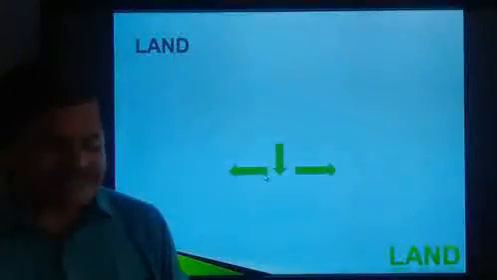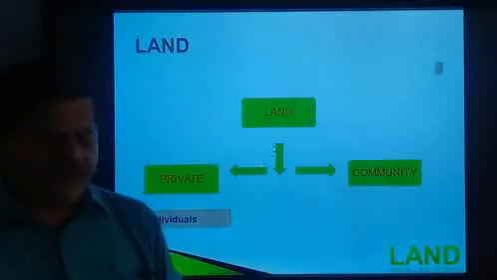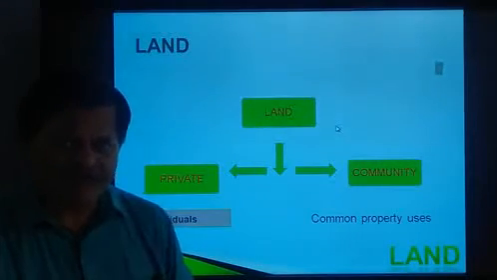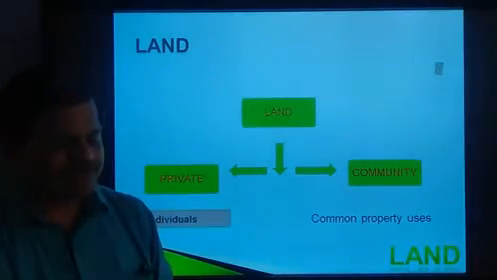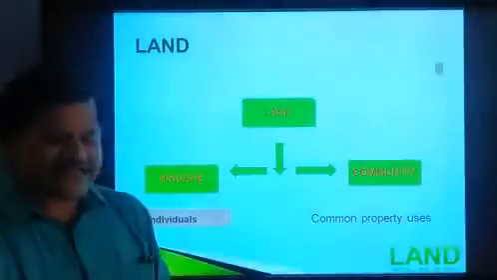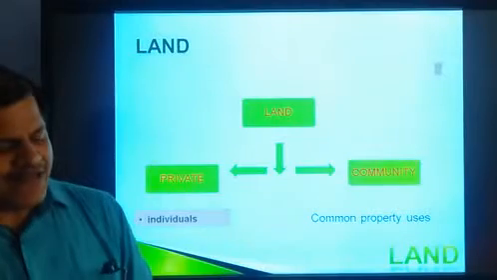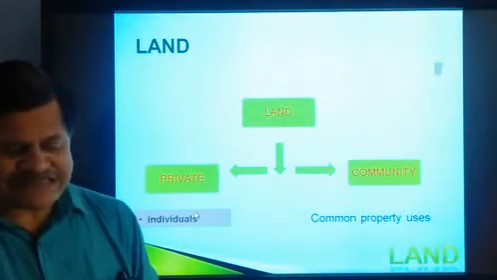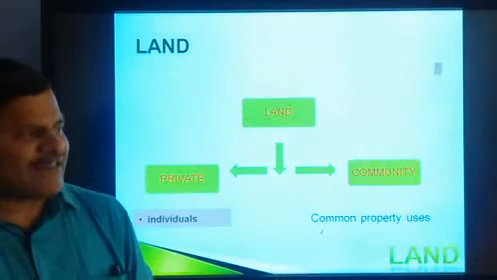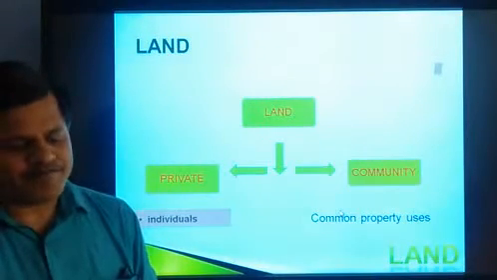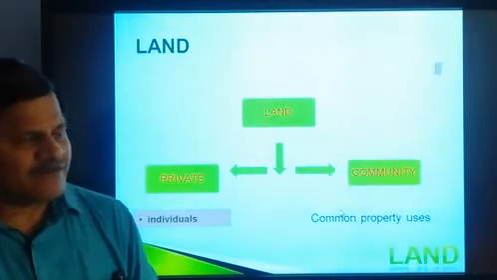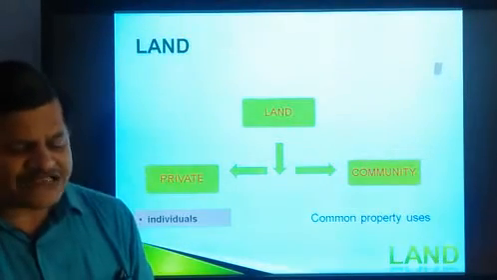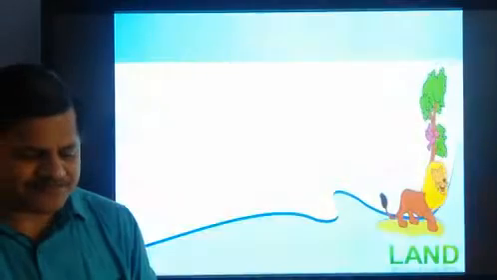Now what are the types of land? There are two types of land. One is private land, the second one is community land. Private land is always owned by individuals and community land is always owned as common property. These are normally used by the government and are common property.